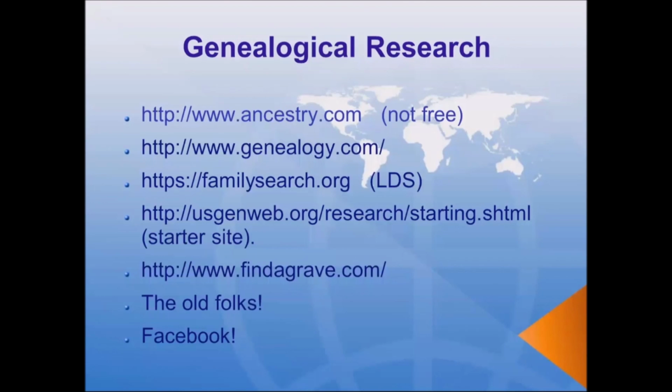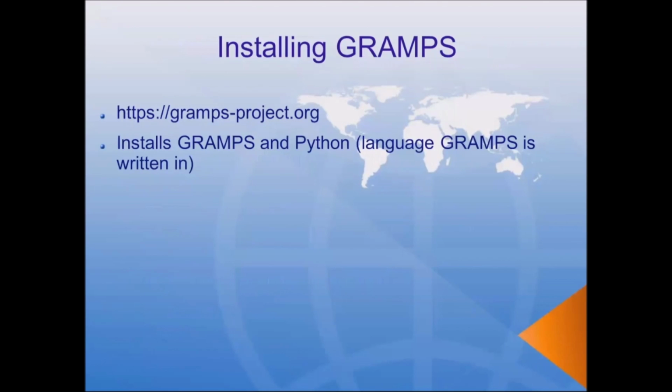Well, I'm whipping through here. Here's how you install GRAMPS. It's at gramps-project.org. By the way, this is free. There's no registration required. You can download it as many times as you want, reinstall it if you want. It's written in Python, which is a programming language, but Python is not present in Windows by default, so it's got to install Python also.